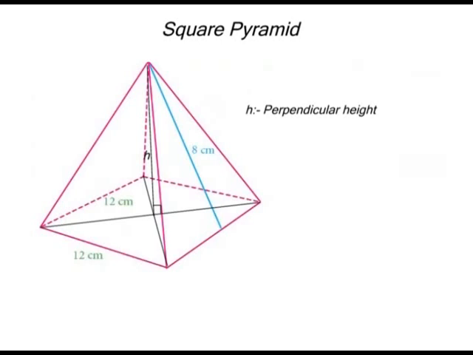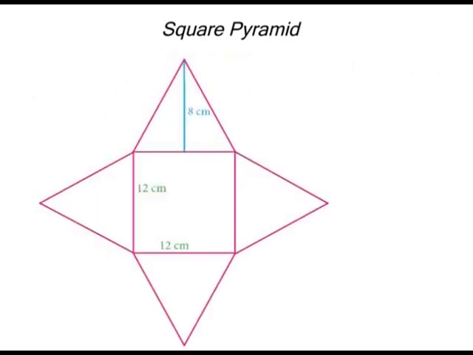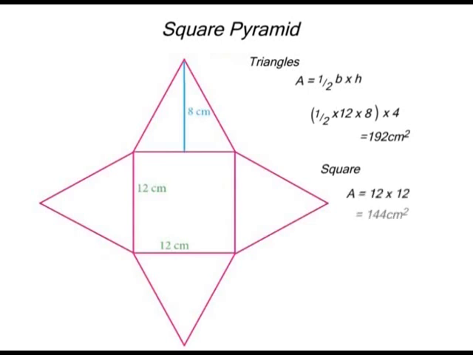The surface area of the pyramid is calculated by adding the total areas of all the faces. When the pyramid is opened up, this is what we obtain. This is the net of the pyramid, and so we find the areas. Triangles: area is a half base times height. A half times 12 times 8, and there are 4 of them. That will give us 192. The square, 12 times 12 gives us 144. We add the two and we get 336 square centimeters.